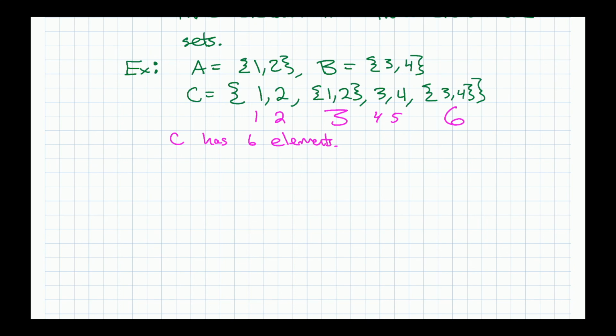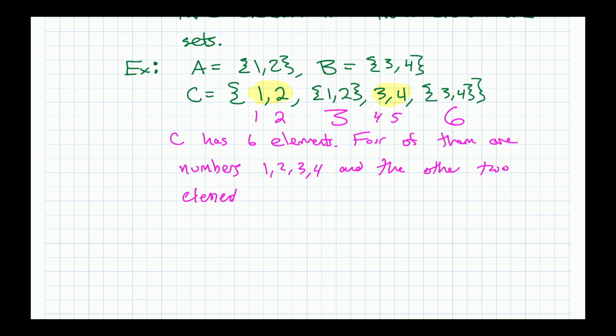4 of them are numbers. What are the numbers? 1, 2, 3, and 4, right? Those numbers are elements of C. And the other 2 elements are sets, right? Because this is a set, and this is a set. So you can have a set inside of a set, even if not all of the elements inside of the set are sets.